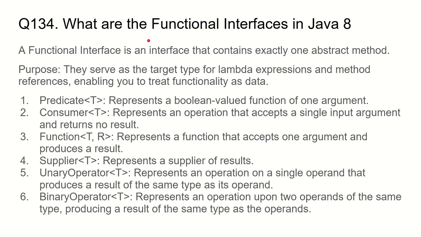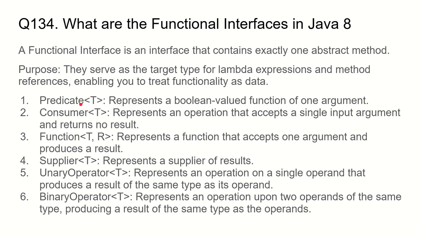Next question that can be asked is what are the functional interfaces in Java 8? A functional interface is an interface that contains exactly one abstract method. So what is the purpose of it? They serve as a target type for Lambda expressions and method references, enabling you to treat functionality as data. So here are some functional interfaces which are listed.